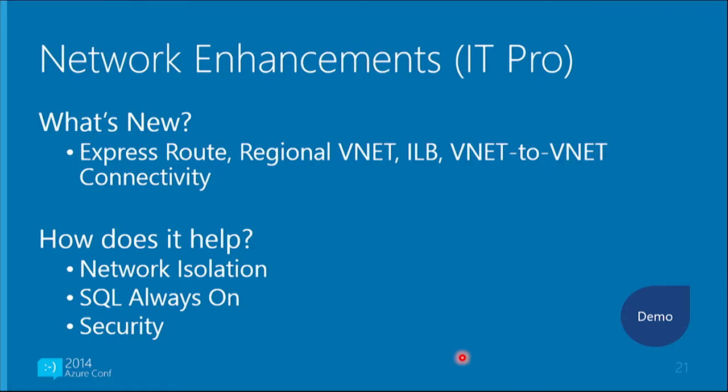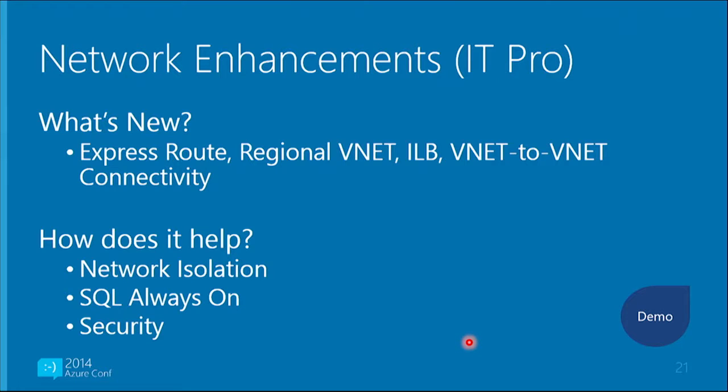But before we do that, a couple of quick points. ExpressRoute, I've already talked about it. It's a dedicated connection between your data center and Azure. You have the regional VNet, and you have the load balancer. The internal load balancer is important, and I should have mentioned this earlier, because if you're trying to set up an Always On setup, the listener is based on an internal load balancer, and that's how you get that availability. I'll show you that in a second, and then of course you have VNet to VNet connectivity. So let's go ahead and take a look.